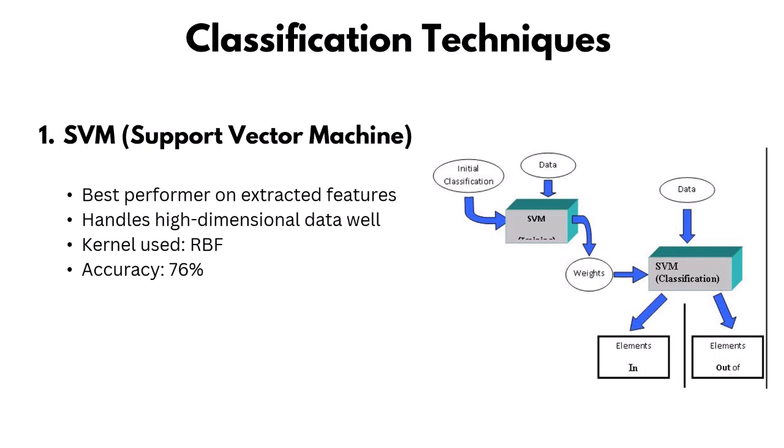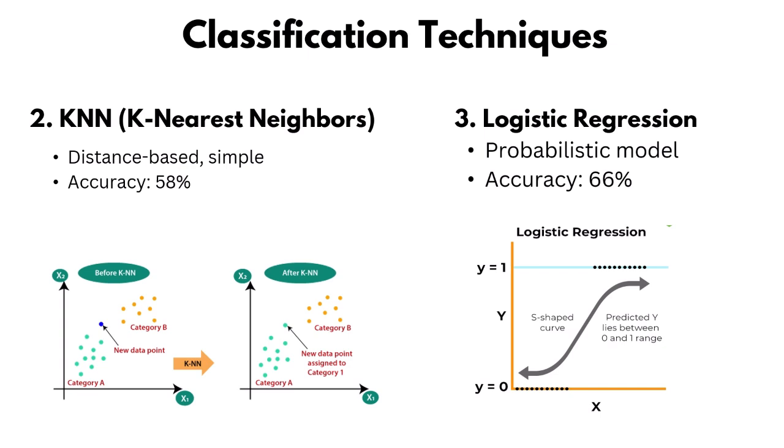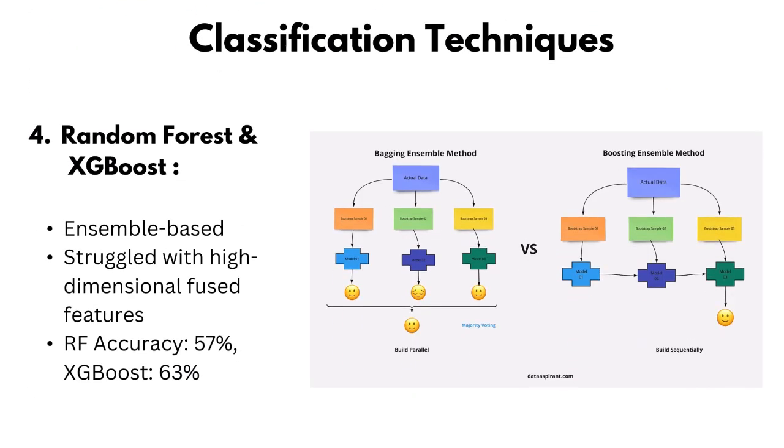It can handle high dimensional data as well, and we've used the RBF kernel for that, which gives an accuracy of 76%. More classification techniques include KNN and logistic regression, which give accuracies of 58% and 66% respectively. Other models like random forest and XGBoost were simpler but underperformed, giving around 57 to 63% accuracy. These are ensemble based, but they struggled with high dimensional fused features.